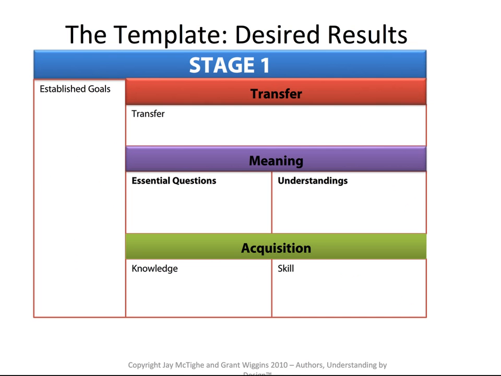Okay, so here's the template we'll be working with. This is just stage one. And you should have a copy of this in front of you or close by. And you can see stage one, we're being really specific on the left side there about our established goals. And those are going to be your standards, whether they're Montana standards or Common Core standards. And those would be your established goals. And those are sort of what we're going to start with. We're going to extend those. Those are going to be our jumping off point for creating this curriculum.